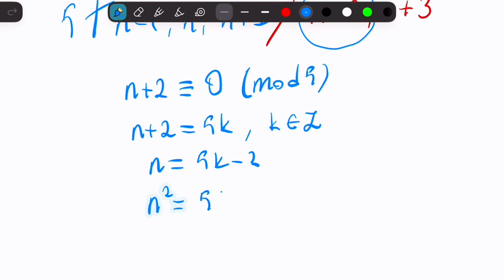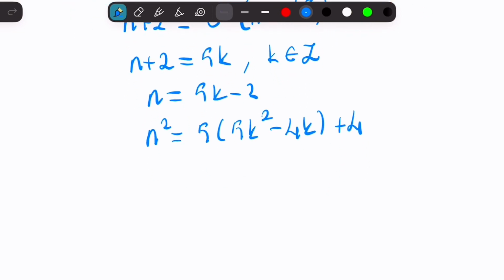5 times in the bracket, 5 times k squared minus 4 times k, plus 4 will come. Now let's examine this with respect to 5. This expression is equal to n squared. See here, this part is divisible by 5 because it is a multiple of 5. What will be the remainder? Then our 4. This gives remainder minus 1, according to mod 5.